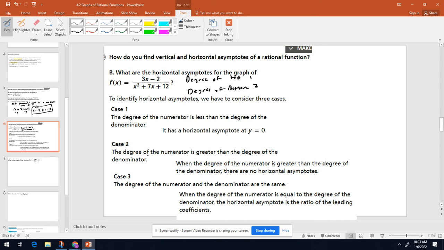Case 2, if the degree of the numerator is greater than the degree of the denominator. So all we're doing is looking at these two numbers. Is 1 less than 2? Yes, that would be case 1. Is 1 greater than 2? No. So it's not this case.